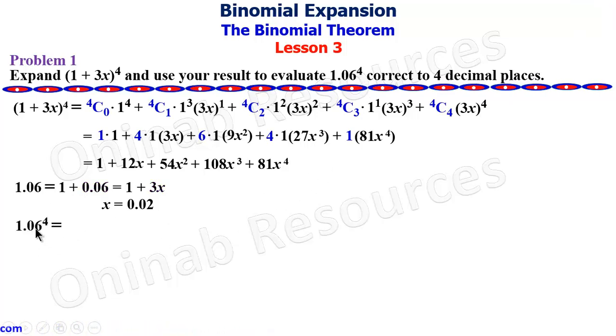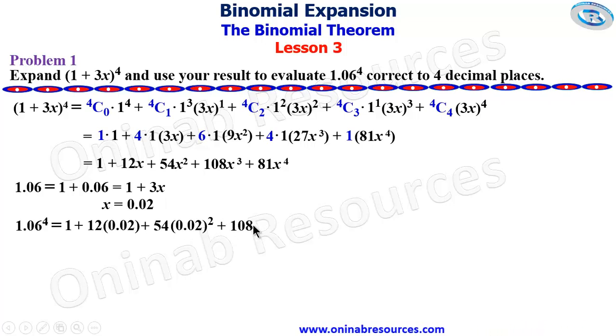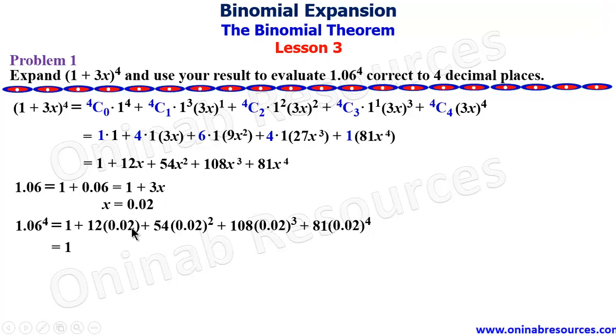So we have 1.06 raised to the power 4 will be equal to 1 plus 12 into 0.02 plus 54 into 0.02 squared plus 108 into 0.02 raised to the power 3 plus 81 into 0.02 raised to power 4. This is going to give us 1. 12 times 0.02. 12 times 2 will give us 24. Applying the 2 decimal places, we have 0.24.